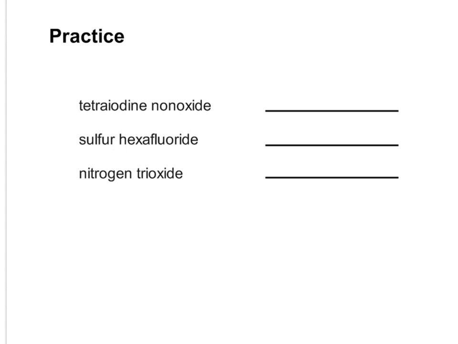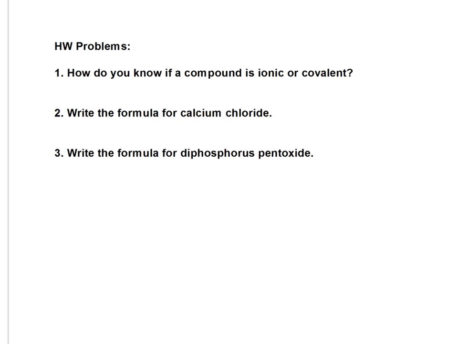Okay, and so in writing them, you look at the prefixes. Iodine, we have 4. No, oxide, that means we've got 9 of those guys. Sulfur, just 1. Hexafluoride, 6. Nitrogen trioxide, NO3. All right, y'all try these. We'll check them in class.